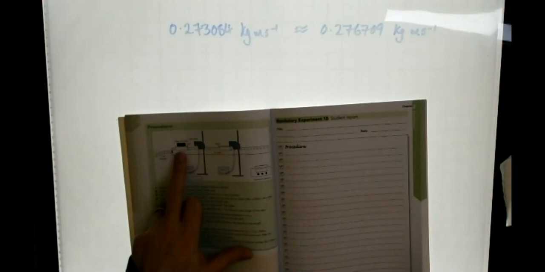The mass of the trolleys using a balance, weighing scales. So we should measure the trolley mass on the electronic balance.